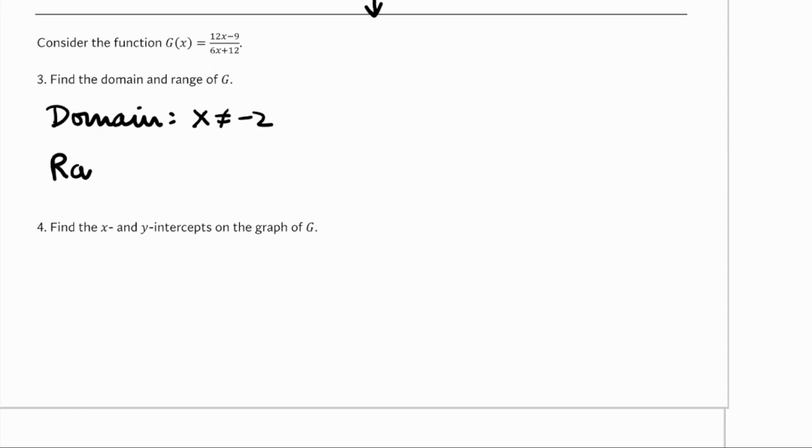And then the range: these are the set of actual outputs that I get from the function. That's going to be y not equal to 12 divided by 6, which is 2. You can either just remember this ratio of leading coefficients when it's linear over linear, or you could actually do the long division, but I'm not going to do that for you.